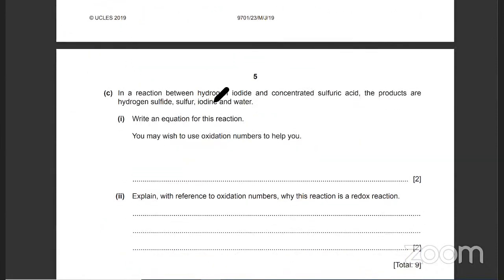In the reaction between hydrogen iodide and concentrated sulfuric acid, the products are hydrogen sulfide, sulfur, iodine, and water. You may wish to use oxidation numbers to help you write an equation. So the reaction is between HI and sulfuric acid. Hydrogen sulfide is produced and sulfur is produced, and water. Iodine is produced and water is produced, right?